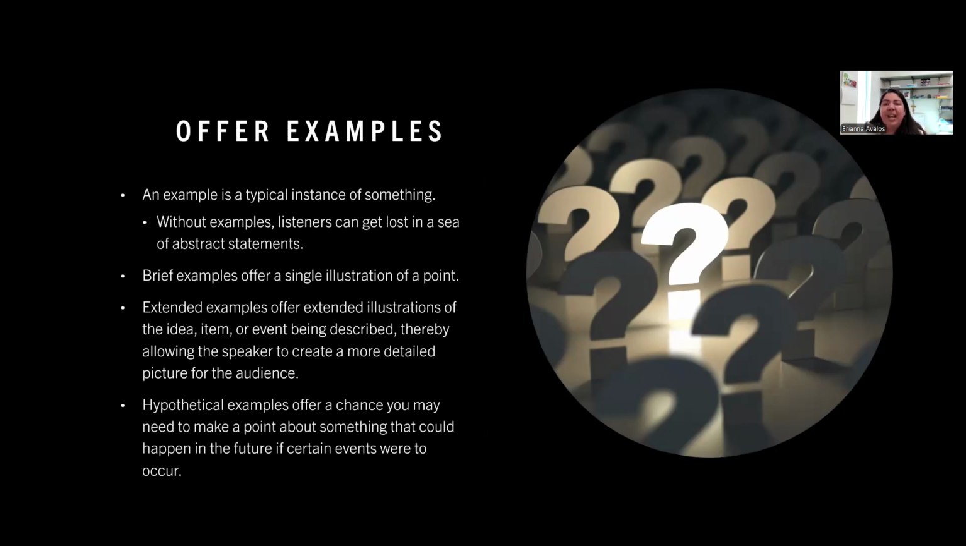Brief examples give you a single illustration of a specific thing that happened. Extended examples are a little bit the opposite: an extended illustration, a quite lengthy explanation of an idea, an item, or an event. This allows the speaker to create a more detailed picture for the audience. It's just shorter and longer here.